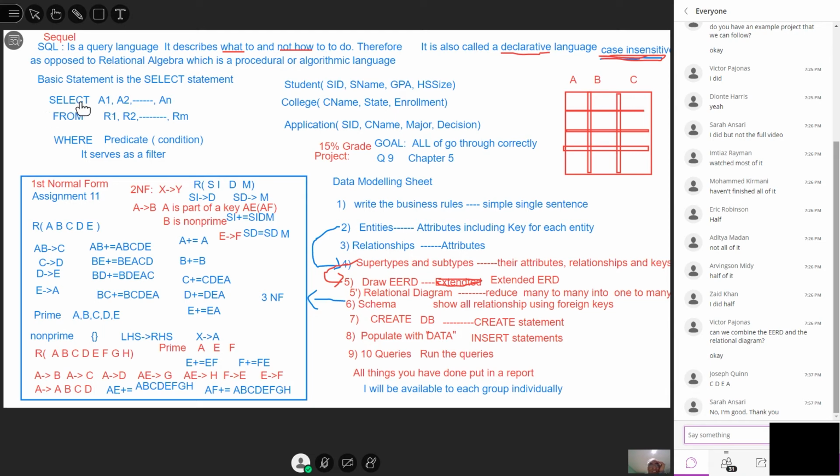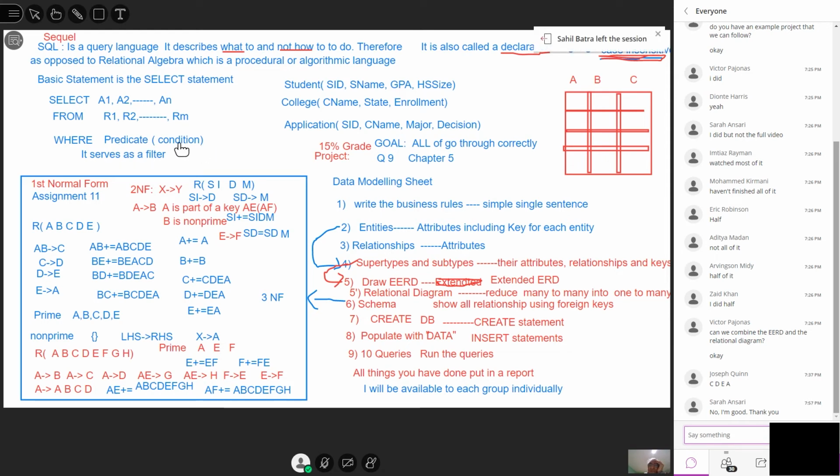This is like going to a store, let's say you go to buy bakery or something. You tell the person, oh, I want so many cookies, I want this cake, and so on. That's what select here says. Give me these things here, A1, A2, AN, in the result from these relations. This is what I want. These are the relations, and this is the condition I have.